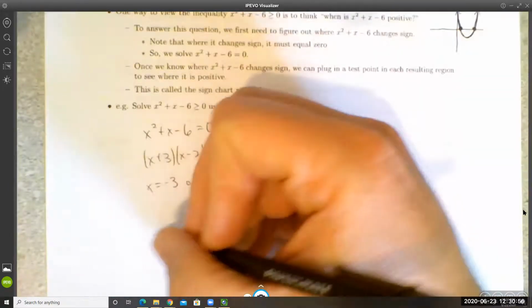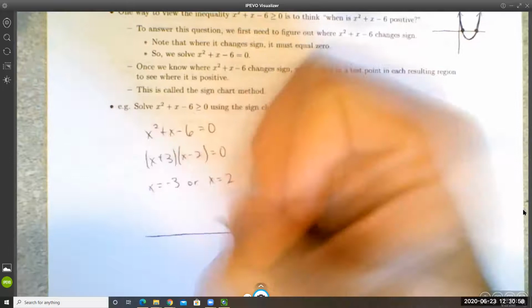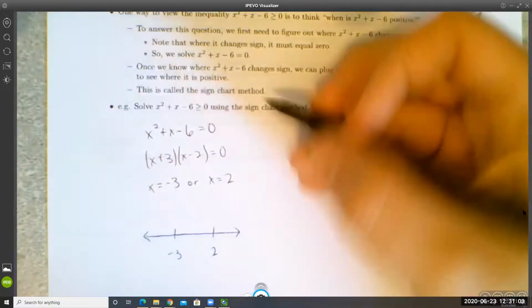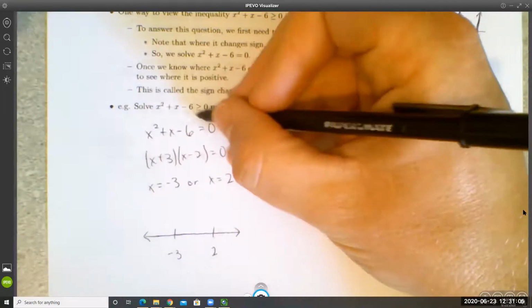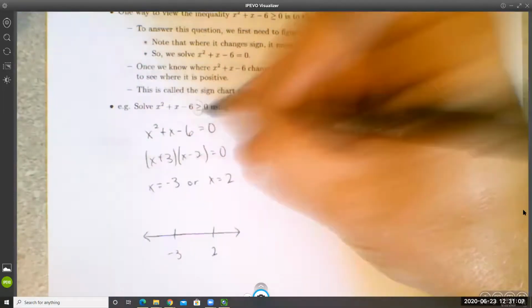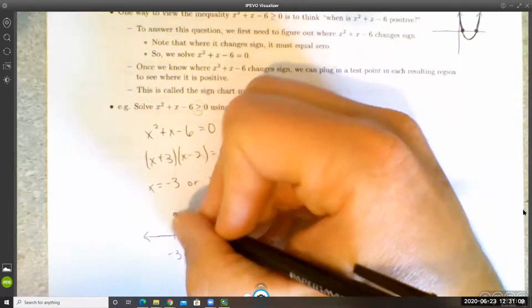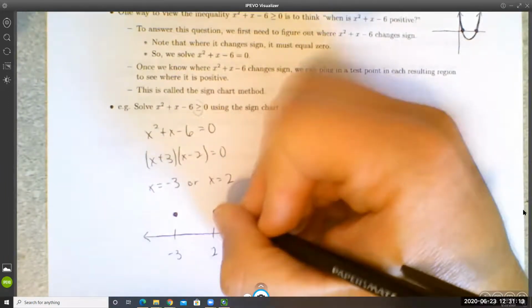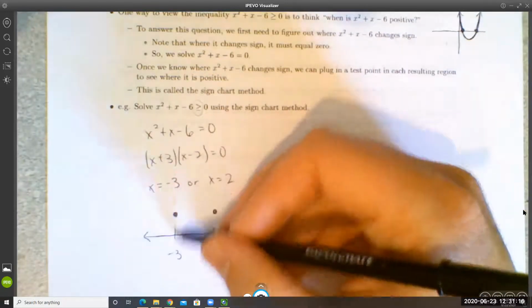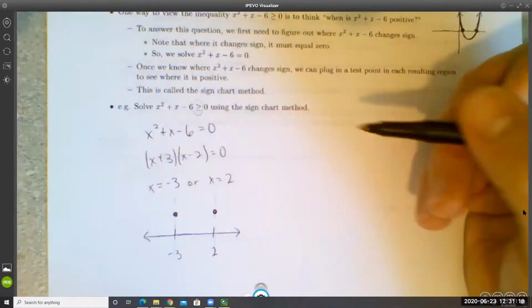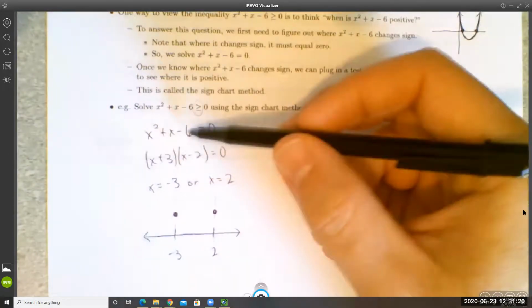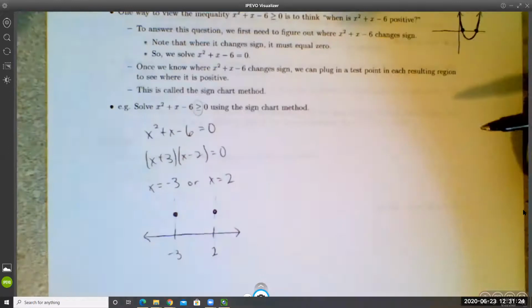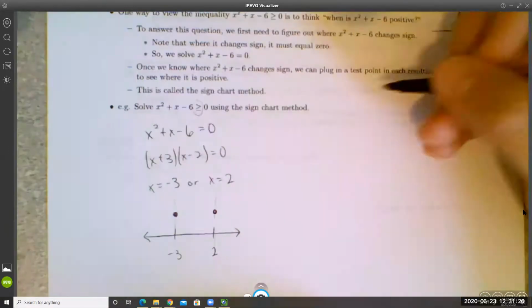So what I do now is I'm going to make a number line, and I'm going to put those numbers on it. I'm going to plot them with a closed circle because here we have an inclusive inequality, right? It's greater than or equal to 0. So I'm going to use closed circles there and there. And what this does is it splits the number line into 3 regions. And I need to figure out if this expression is positive or negative in each of these 3 regions. So to do that, I'm going to choose a test point in each region.